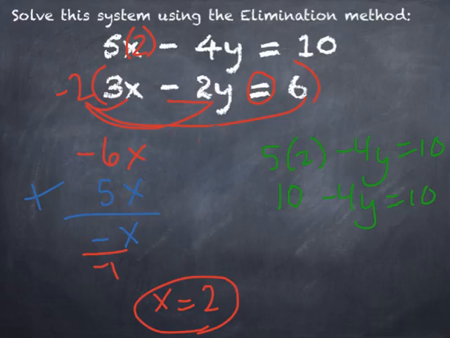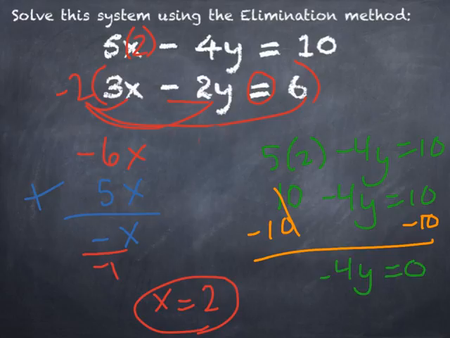Since 10 is positive, I'm going to subtract 10 from both sides. That's going to leave me with negative 4y equals 0. Dividing by negative 4 leaves me with y equals 0. Okay, so I have my two answers.